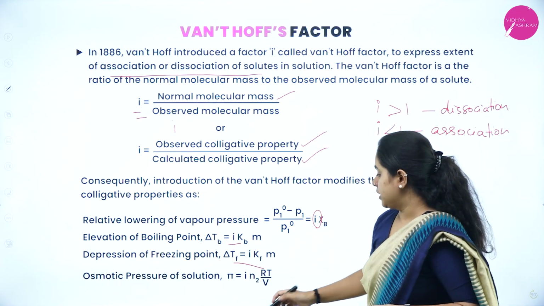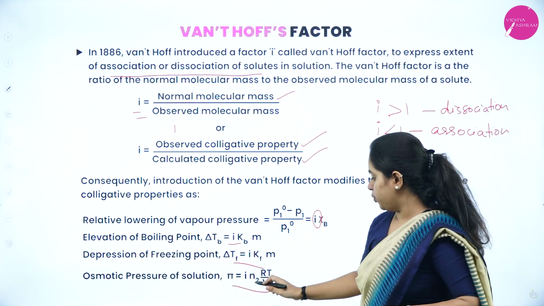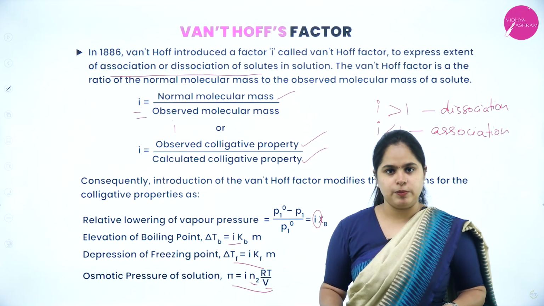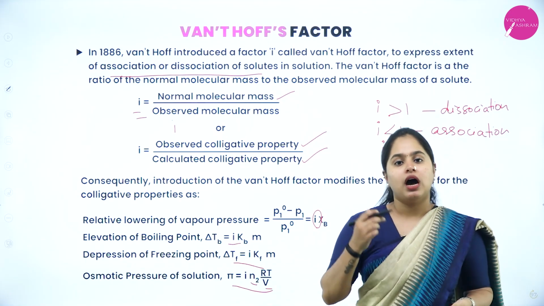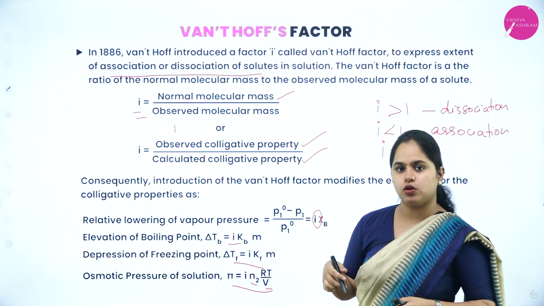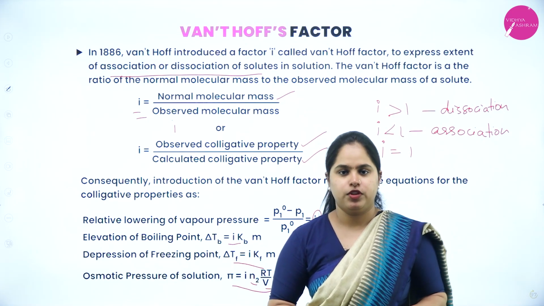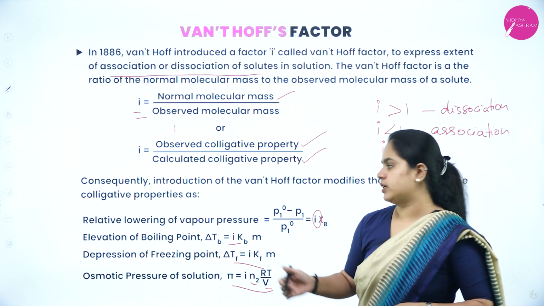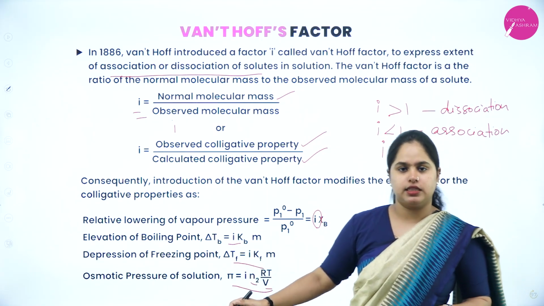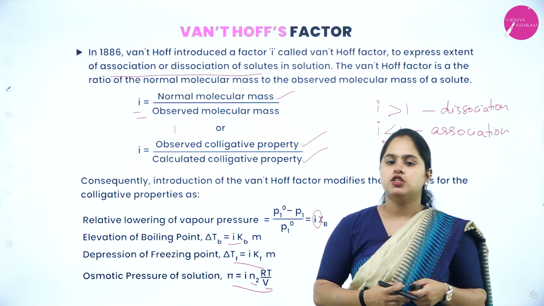For osmotic pressure, we know the equation is pi is equal to CRT, right? So C you can write as n2 by V, and what is left here is RT. So it can be written as pi is equal to i, the Vant Hoff factor is also introduced: pi is equal to i into n2 RT by V. So the Vant Hoff factor is introduced in these different colligative properties to calculate the molar mass. So I hope it is clear.